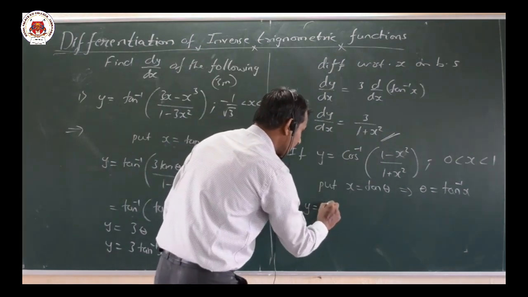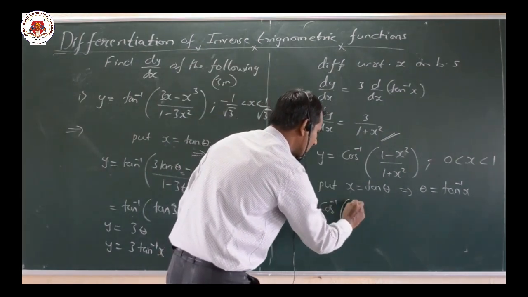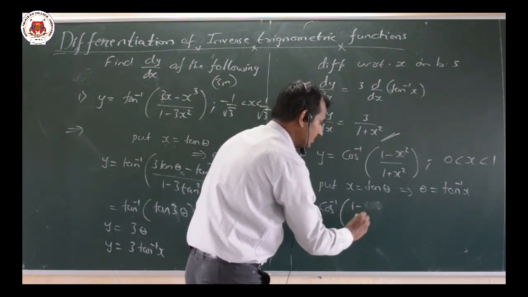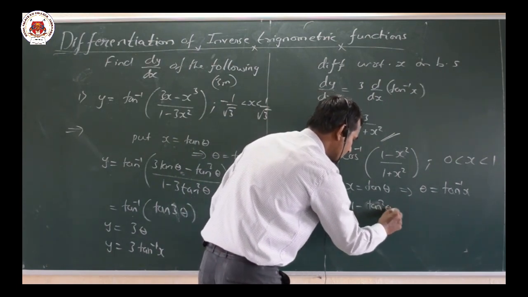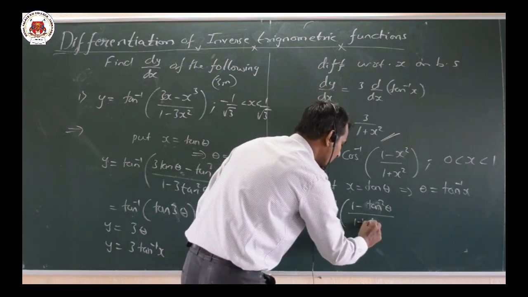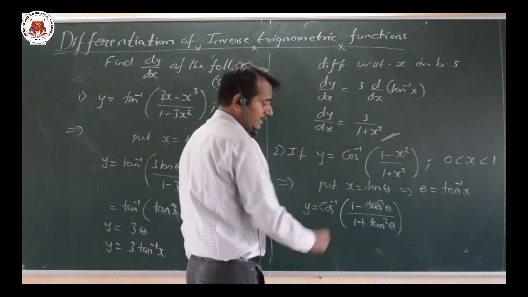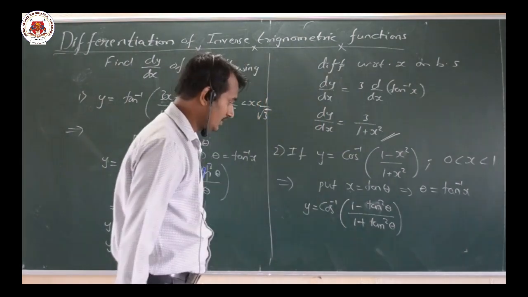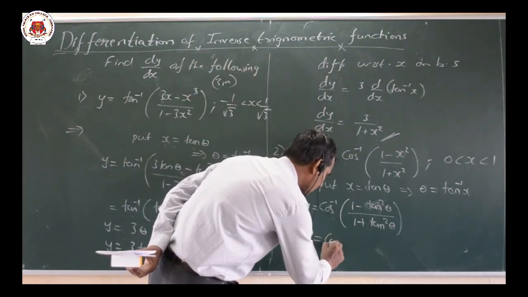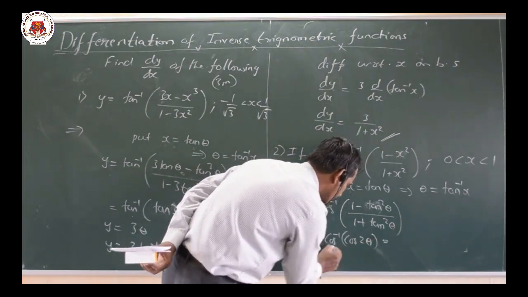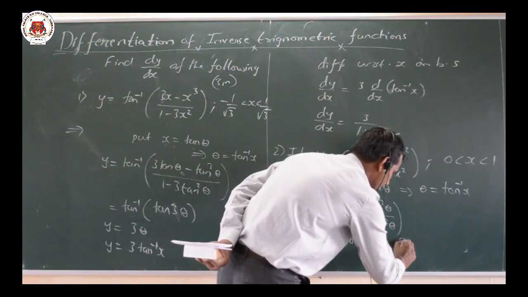Now we just have to substitute here. So y is equal to cos inverse of 1 minus tan square theta divided by 1 plus tan square theta. Now what formula is it? It is the formula for cos 2 theta, so it is cos inverse of cos 2 theta. So cos inverse and cos get eliminated. What is the remaining part?